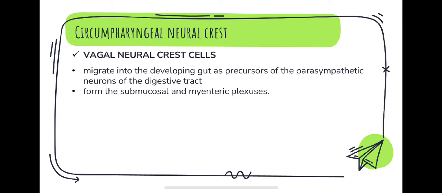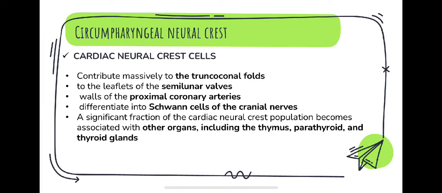Part of the circumpharyngeal neural crest is the vagal neural crest cells. Vagal neural crest cells migrate into the developing gut as precursors of the parasympathetic neurons of the digestive tract. It arises within the neural tube between the cranial and the trunk regions of the body axis. Also, it gives rise to a rich variety of specialized tissues and cell types throughout the body. Another part of the circumpharyngeal neural crest is the cardiac neural crest cells.